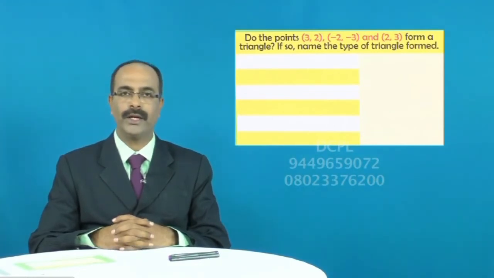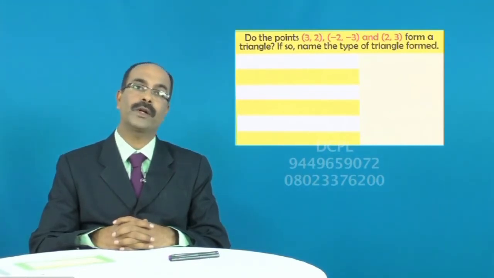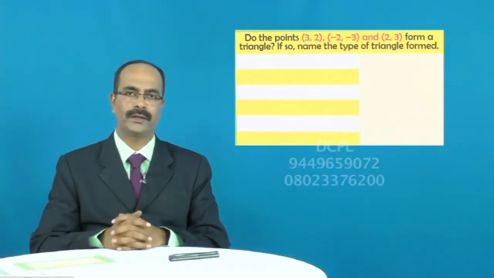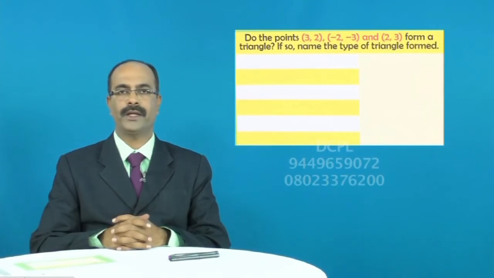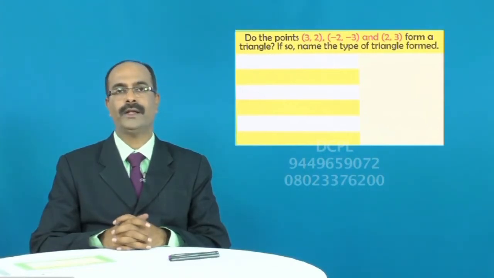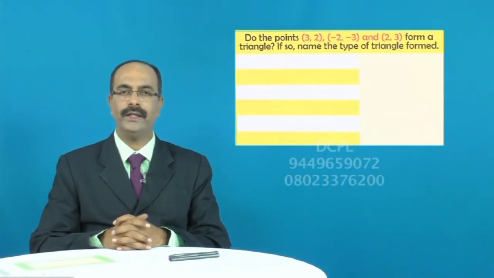If they are forming a triangle, then we will talk about what kind of triangle it is. So many types of triangle. What is the simplest triangle, dear students? No doubt it is the equilateral triangle. The equilateral triangle is the simplest triangle we have. So what is the speciality of an equilateral triangle? All the three sides are equal.